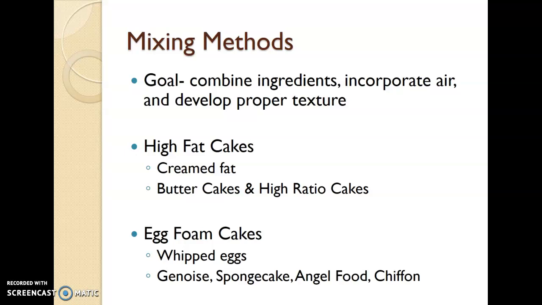So the high-fat cakes or egg foam cakes would be the main two categories if we had to separate the mixing methods. The high-fat cakes that we'll talk about here first really is where you're involving the creaming method. You're taking the fat and the sugar and creaming that together, incorporating air. So we'll specifically talk about our butter cakes and high-ratio cakes here in just a moment. Our egg foam cakes then are just that, cakes that are built on the structure of air being incorporated into those eggs. So we have a genoise, a sponge cake, an angel food cake, and chiffons that we will talk about.